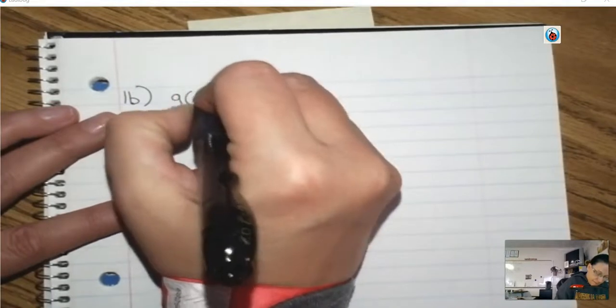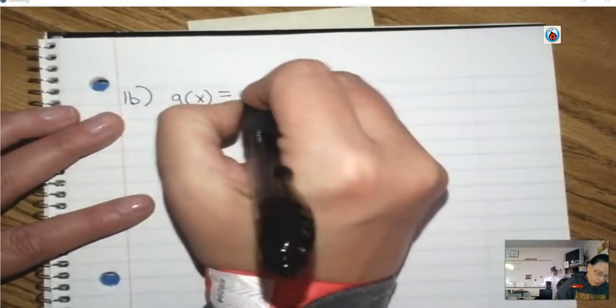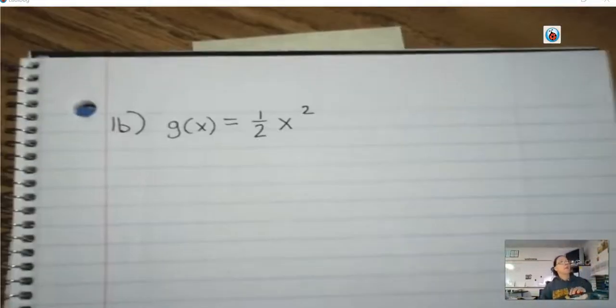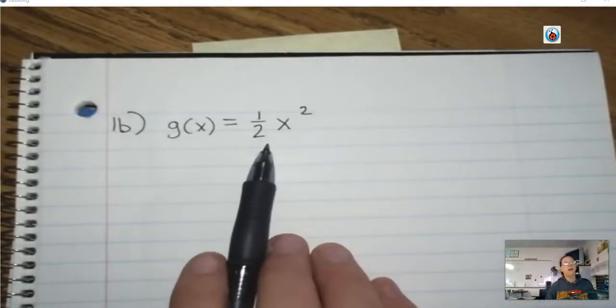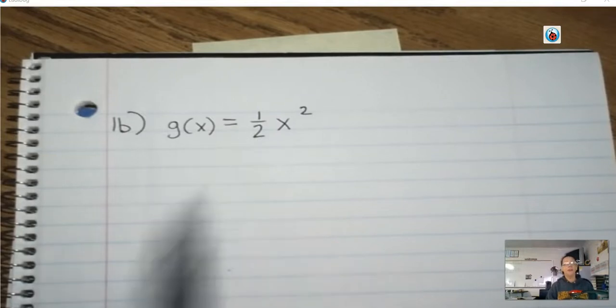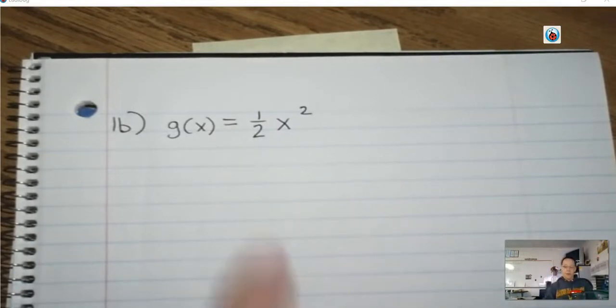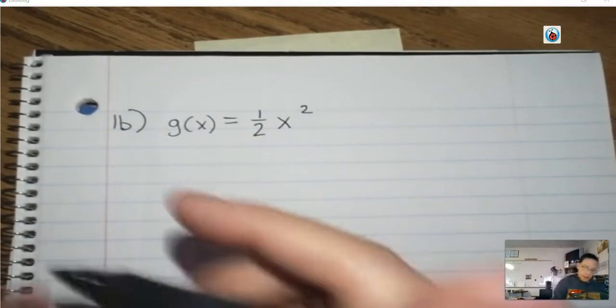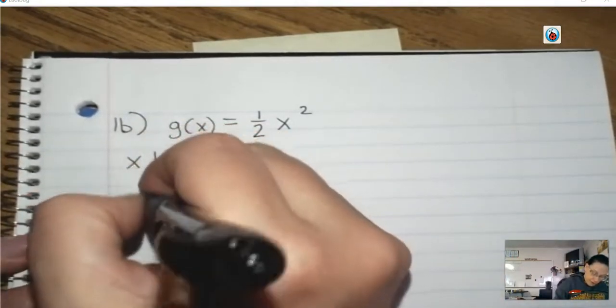Okay, 1b, g of x equals 1/2 x squared. So now my a value is smaller than 1. So that's going to be a compression, so that's going to be a fat graph. So it's positive, so it's going to open upwards, but it's a fraction that's smaller than 1, so it's going to be wider out there. Let's come up with our table of values.